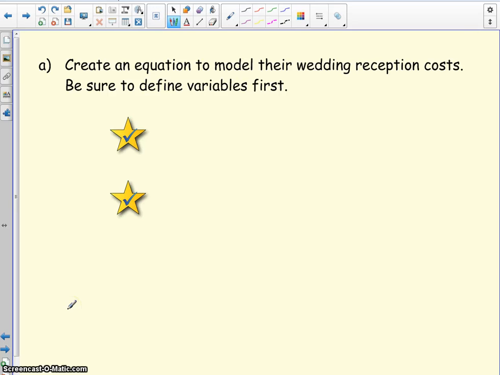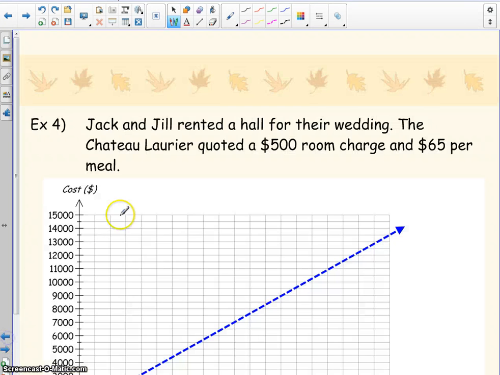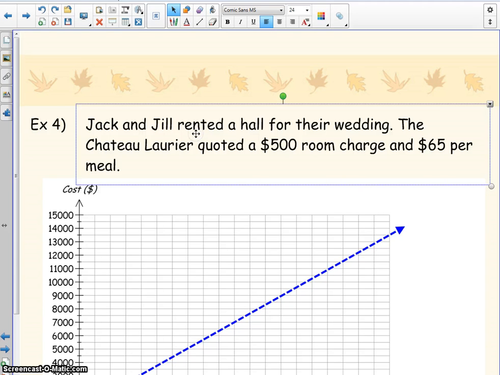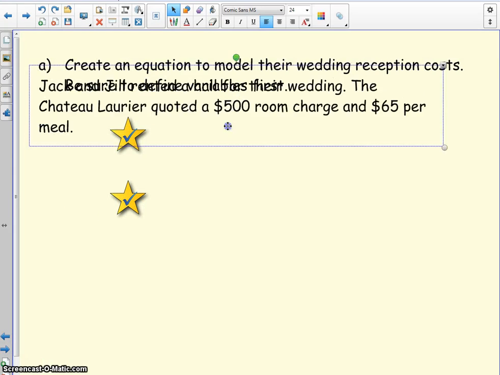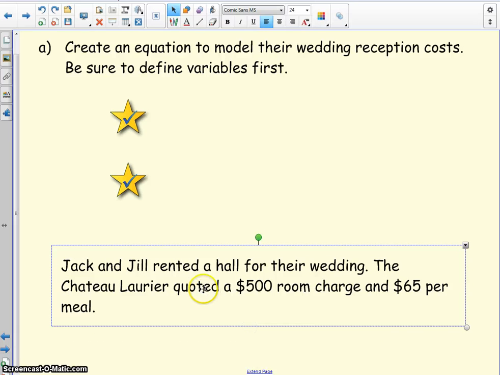Okay, so just for more practice here, let's create an equation to model the cost of their wedding reception. So again, $500 up front, $65 per meal. I'll just copy that here so we have it handy. Okay, so define your variables. So what's the cost of their wedding going to depend on? And then try and create an equation.